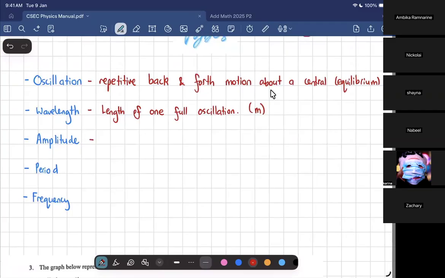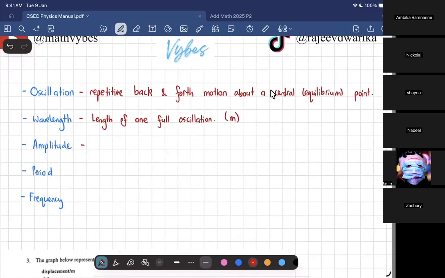Does anybody have an idea as to what amplitude is? Right. So I'll tell you what it is. Amplitude is the maximum displacement. So like, Nikolai, if we're talking about our speaker, amplitude would be the maximum distance the speaker could travel. So maximum displacement.